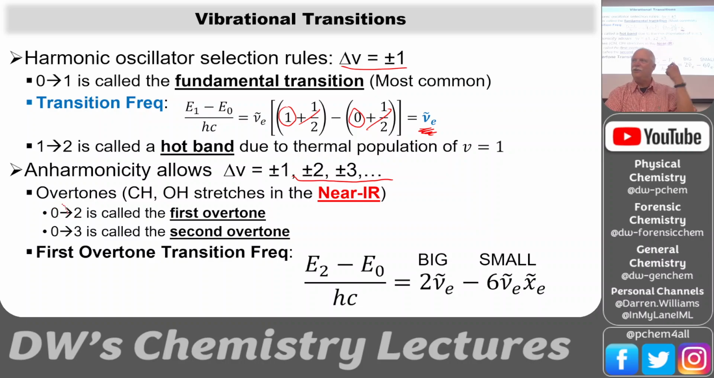0 to 1 is the fundamental. So 0 to 2 would be the first overtone, the first available overtone. And then jumping by 2 levels, going from 0 to 3, actually 3 levels, that's the second overtone. The first overtone frequency, if they're equally spaced energy levels, is going to be 2 times nu. And so that's what it is here, 2 times the vibrational frequency. That's the overtone. But if we correct for anharmonicity, it's going to be a little bit less than that.